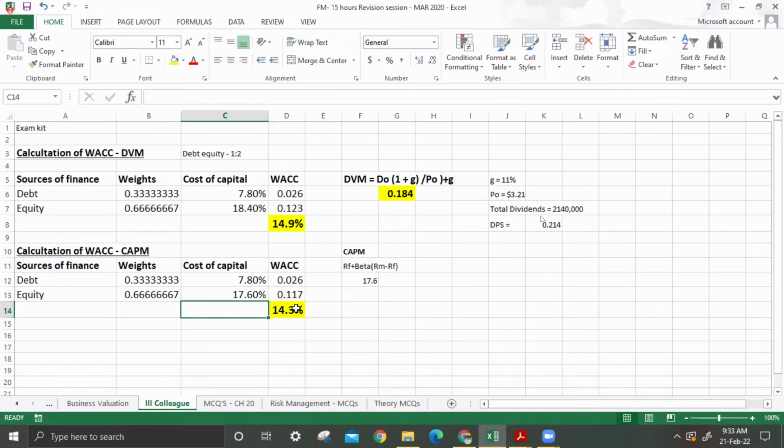So they say that in theory both the models should give you almost the same answer. So you can see that even if I'm using DVM or CAPM, you're getting almost the same answer. Only because of market imperfections, there could be certain changes in the decimals. Okay, what else are they asking us?